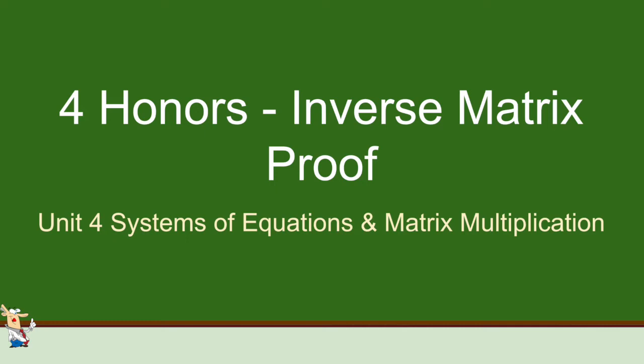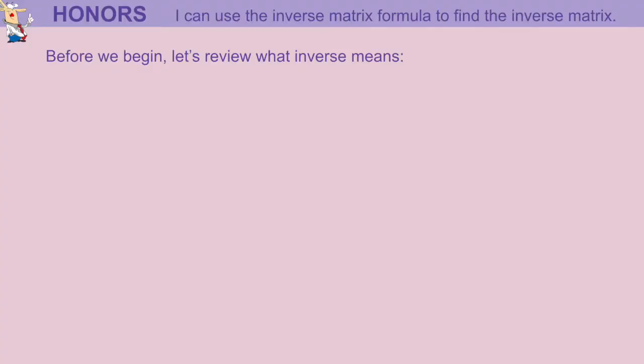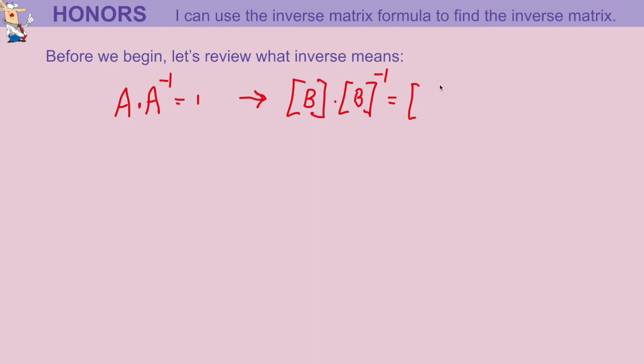Okay, this is for honors inverse matrix proof. To begin with, let's take a look at remembering what inverse means. So with the general case of inverse, we have like A times the inverse of A will equal 1. Very similar to this with a matrix. If I have a matrix B and I times it by the inverse of that matrix, I'll get 1.